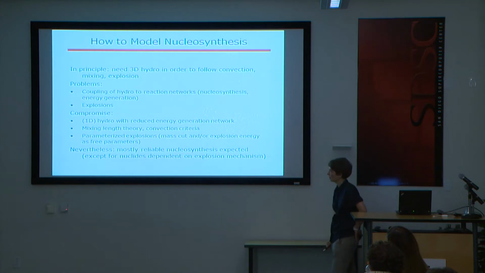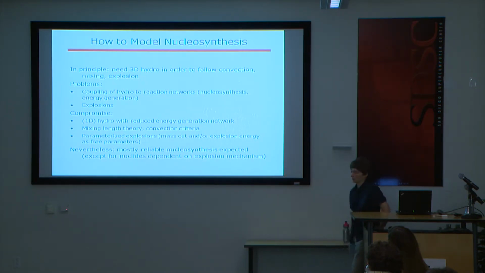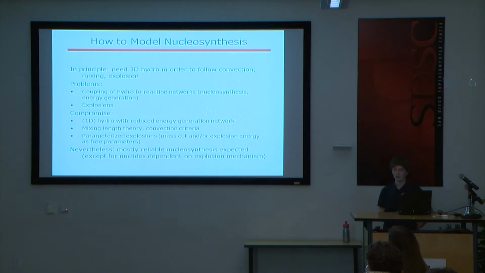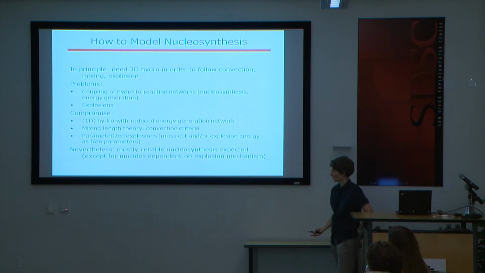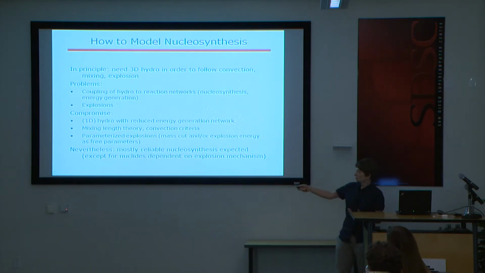That's not what I want to talk about. What I want to talk about is, typically, one of the compromises is to put a reduced network into the hydro simulation. So you only pick reactions that generate energy, because those are important for the dynamics. But reactions that just change one nuclear species to the other but don't liberate a lot of energy won't change your hydro simulation, so we exclude those.